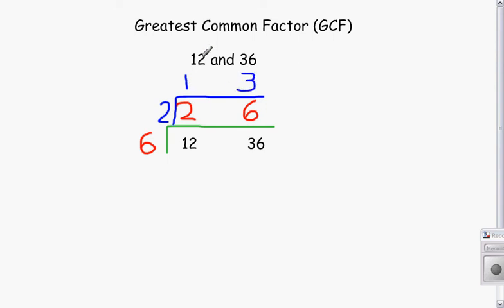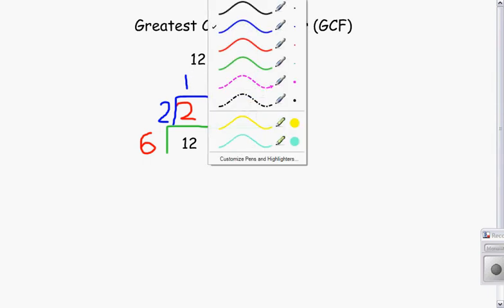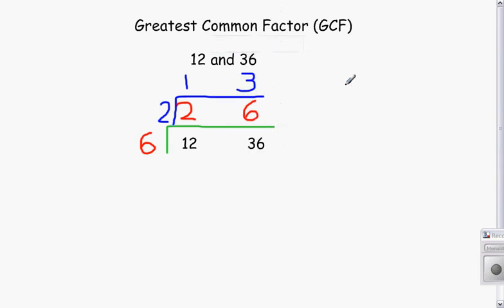Once again, I'm going to look at this top layer of my cake and see if they share any factors other than 1. The only number I can think of that goes into both 1 and 3 evenly is the number 1. So we have our top layer of the cake. Our cake is done. Now we can use this information to find our greatest common factor.